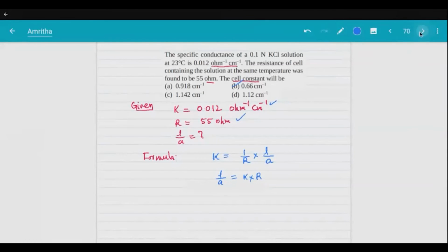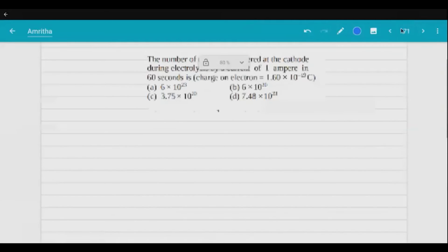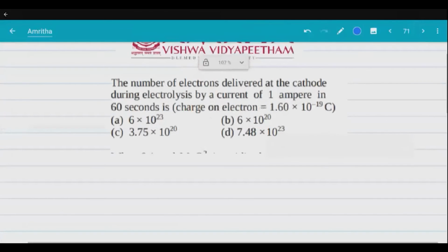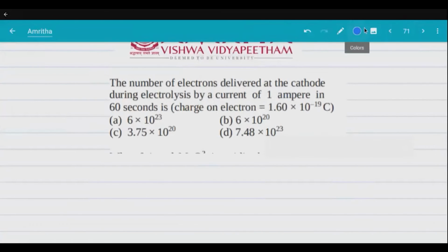Next question. Look at this one. These questions are from Faraday's laws. Faraday is a brilliant scientist. You know, Michael Faraday worked in a bookstore, a book binding store. But he had that scientific temperament, which means he wanted to know more. He was more curious to learn new concepts in science.